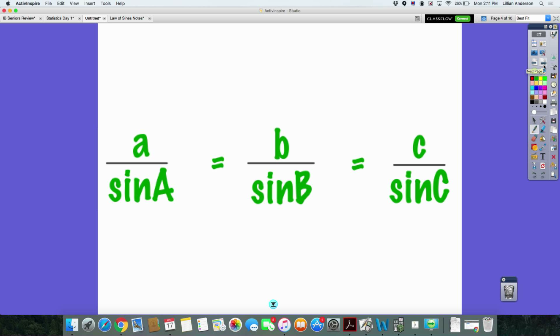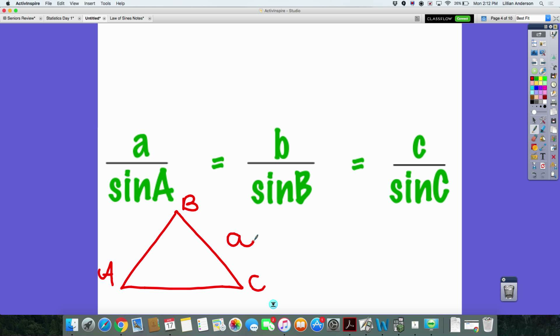This formula, A divided by sine A equals B divided by sine B equals C divided by sine C. This is the formula that you use when you are using the law of signs. And what is this talking about? Well, in a triangle, and it doesn't necessarily have to be a right triangle, capital A, B, and C represent the angles of the triangle. And then lowercase a, b, and c represent the side lengths across from those respective angles. So side A is across from angle A, side B is across from angle B, and side C is across from angle C. That's in relationship.